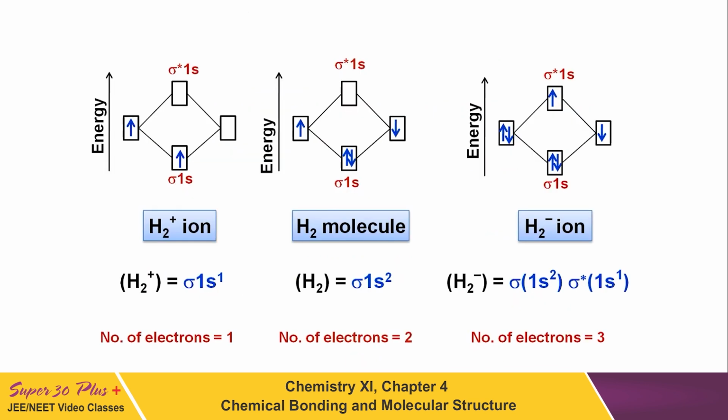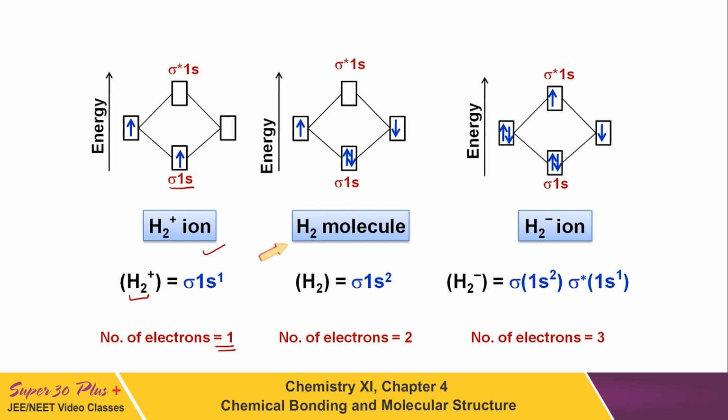Now we will draw some MO diagrams. Say for example, this is the MO diagram of the H2 plus ion. In the H2 plus ion, how many electrons? Each hydrogen contains 1 electron. So H2 should have 2 electrons, but since it has a positive charge, 1 electron is lost already. So the total number of electrons is just 1, and this 1 electron will be filled in the sigma 1s orbital, and the sigma star 1s and the remaining higher molecular orbitals will remain empty.